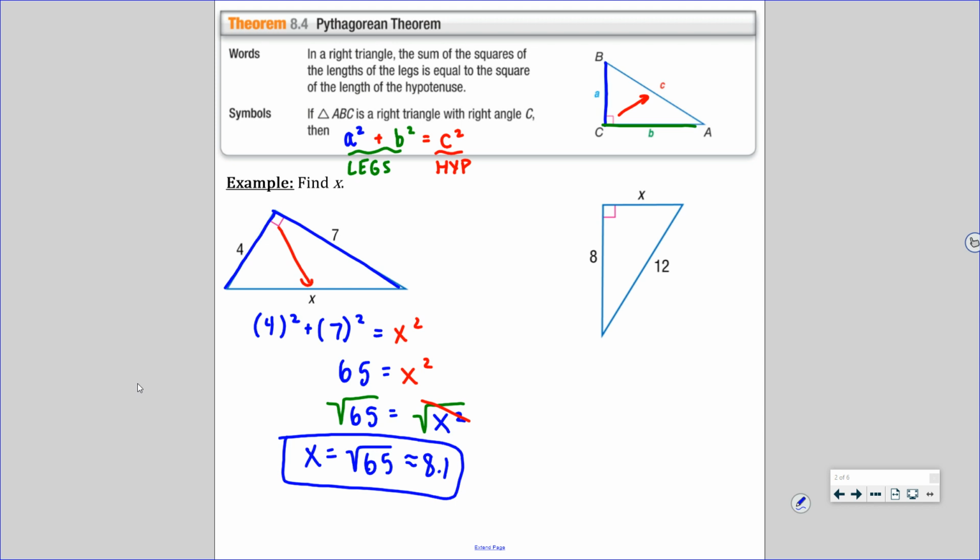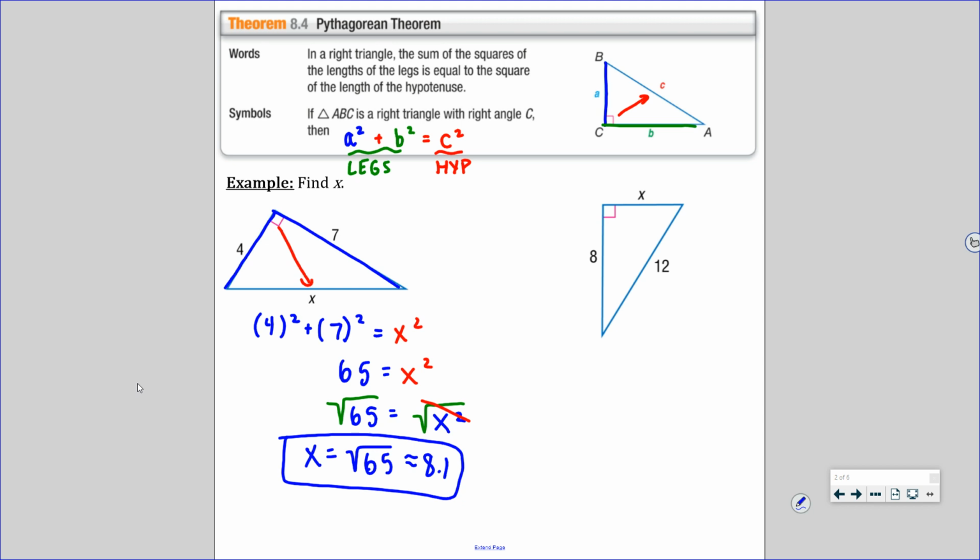I kind of like doing this anyway, because then you can check if your answer makes sense. Because we know the hypotenuse should be what in comparison to the legs? Greater than, or bigger. Yep, this should be your biggest side. Is it? Yes. Okay, so you can always check if your answer makes sense.